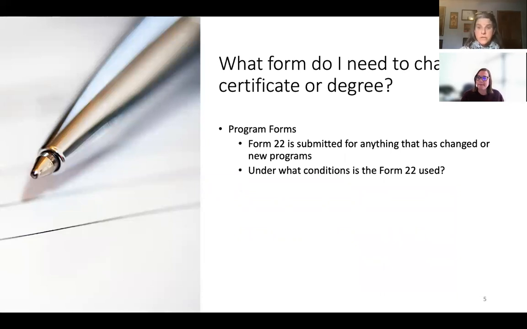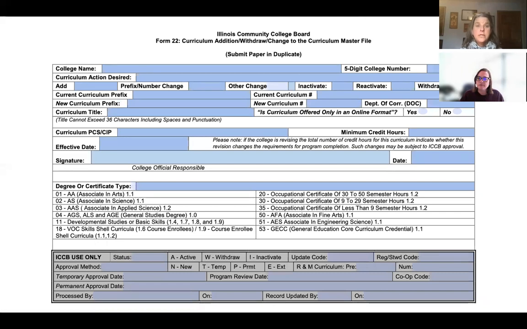Great, thank you. And thank you for that overview of the conditions that that form is utilized within. And here again, we have the actual screenshot of a Form 22. Is there anything you'd like to highlight on this form? I think just, again, use this as a guide. If you're changing anything about your program that you would find on this form, then you need to submit it to ICCB. Thank you.